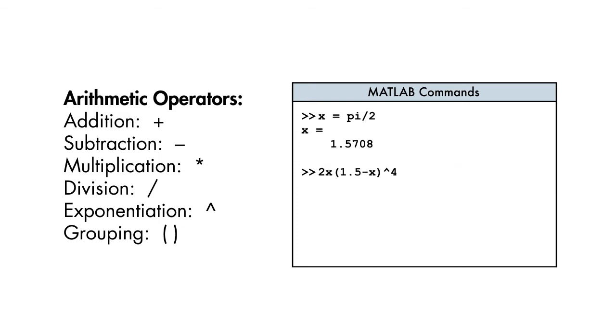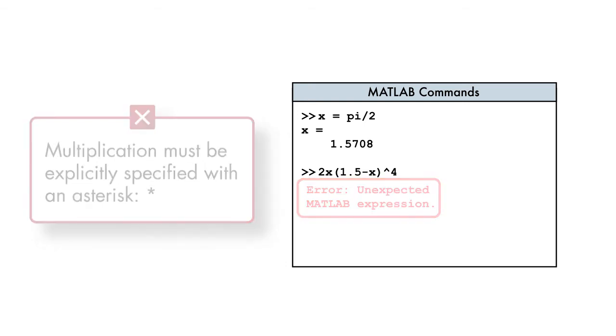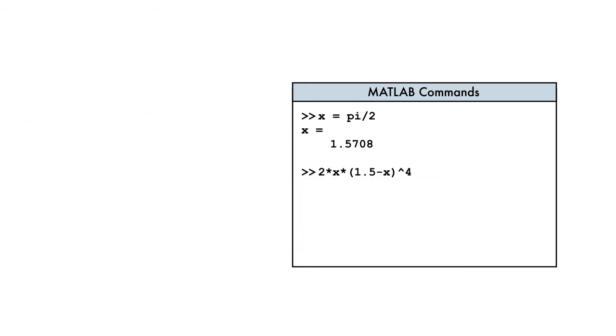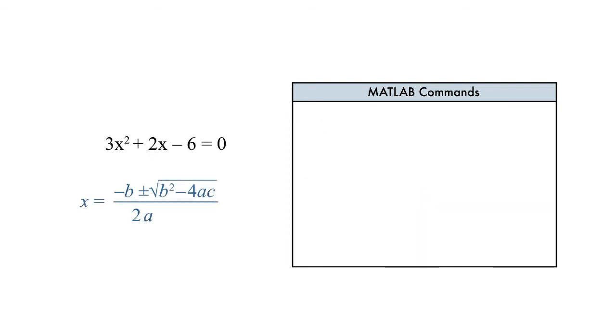We enter more complex formulas by using parentheses to group terms. Be sure to use an asterisk to indicate multiplication, or you'll get an error like this one. That's better. Notice that calculations that produce a very large or very small number are displayed using scientific notation. Now that we know the basics, we're ready to calculate those roots we were after.